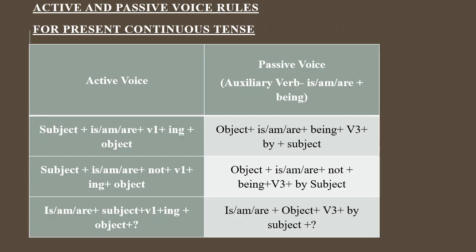Now for the present continuous tense, we have the same rules, except now we are going to use the ing form. So we'll use subject plus the auxiliary verb or the helping verb plus the first form of the verb plus ing plus the object. And for the passive voice also, it's object plus the helping verb plus being plus the third form of the verb plus by plus the subject. And so this is the format we are going to follow.